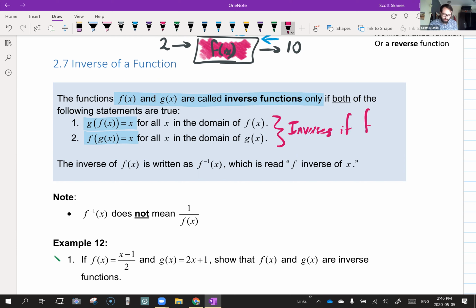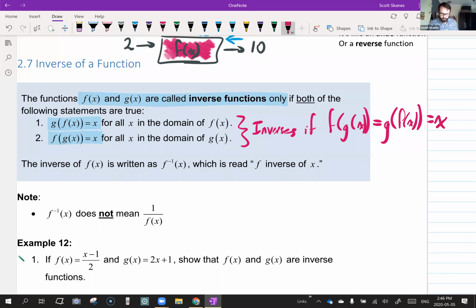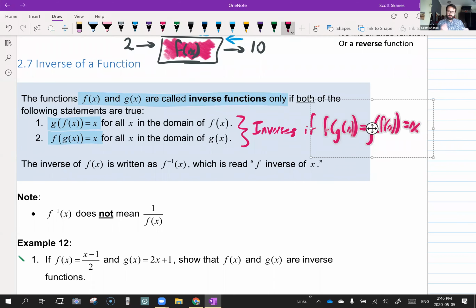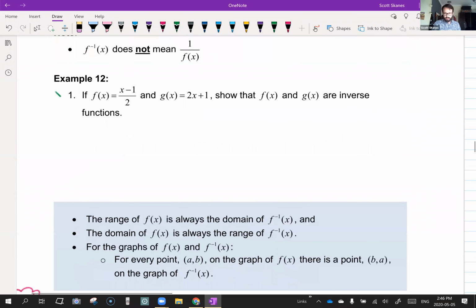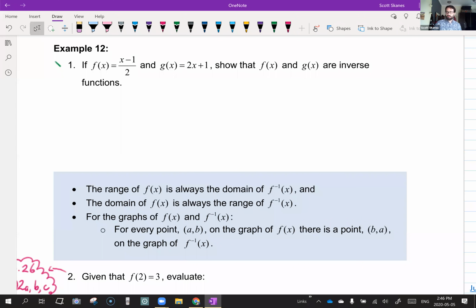if f of g of x is the same as g of f of x, and they're both equal to x. So you do both. You put one into the other and then do the opposite and see if they both give x. This example was done by Tom, but it's a good example, so I'm going to go ahead and write it out here again. So the question is, show that f and g are inverse functions. What that means, put one into the other.